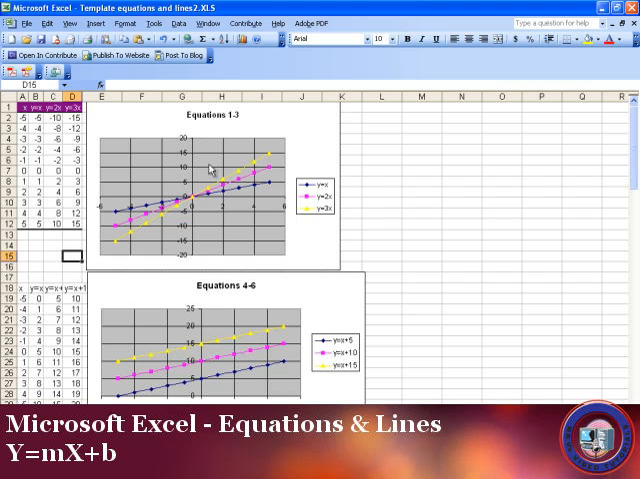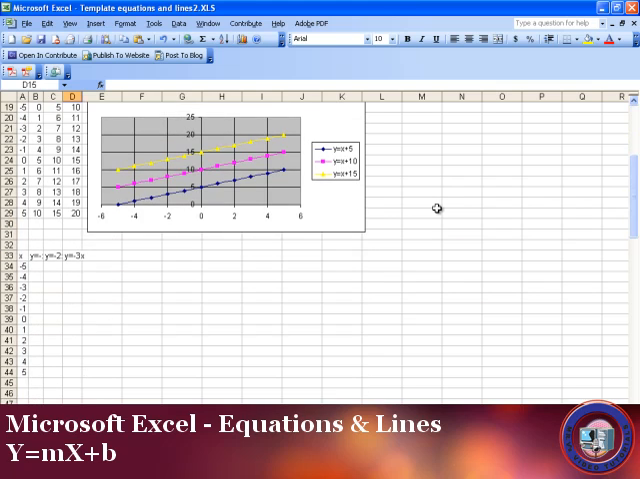And there you have it. That's how you do formulas 1 to 24.